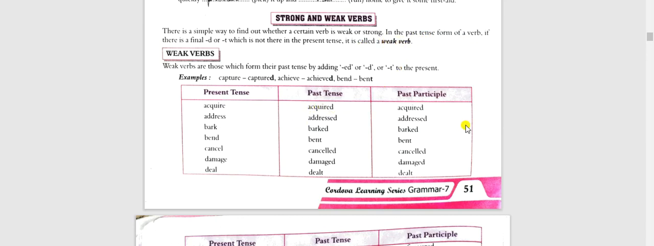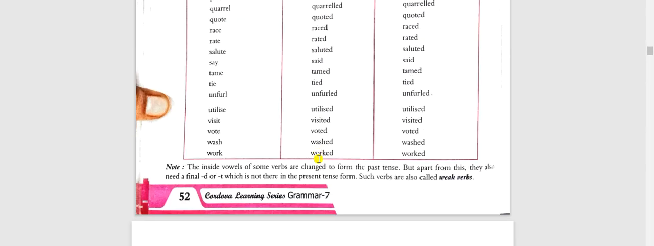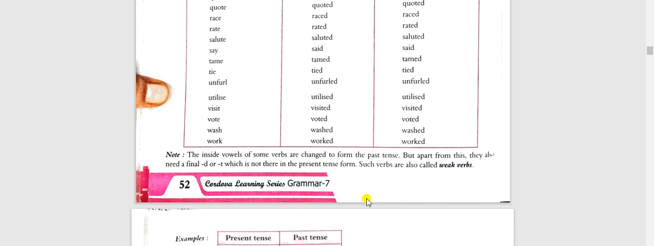Acquire, acquired, acquired. So here we can see D, D, D. Can you see D, D, D? This is D, right? Now, bend, bent, bent. Build, built, built. Build is not given. I'm adding it. Cancel, cancelled, cancelled. Deal, dealt, dealt. Damage, damaged, damaged. Bark, barked, barked. Address, addressed, addressed. Right? So these all verbs can be called weak verbs because they are carrying D or T in the past form. Right? And in the past participle too. Well, now this is the list. You can read it and you can learn and retain as many as you can.